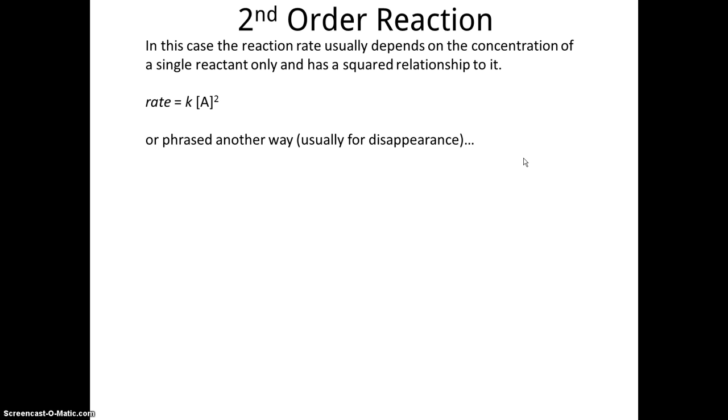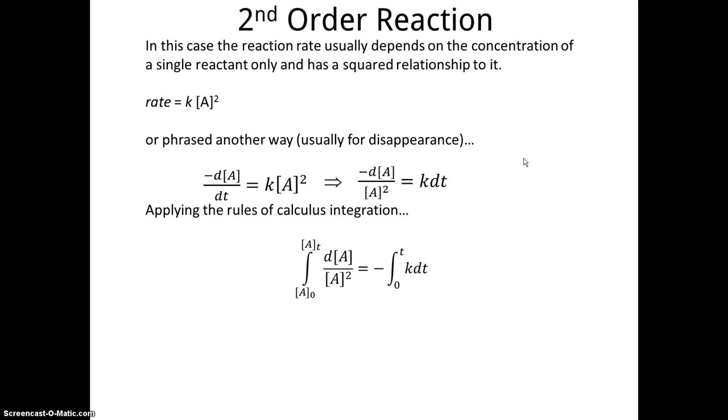Or if we follow our similar tack that we did for first order and phrase this for disappearance, it says that negative d[A]/dt equals k times the concentration of A squared. We can rearrange that again, get negative d[A] over [A] squared equals k dt, and apply some calculus just like we did before, and we'll see that that then is a power relationship, and so we end up with 1 over [A] at time t equals 1 over [A] at time 0 plus kt.